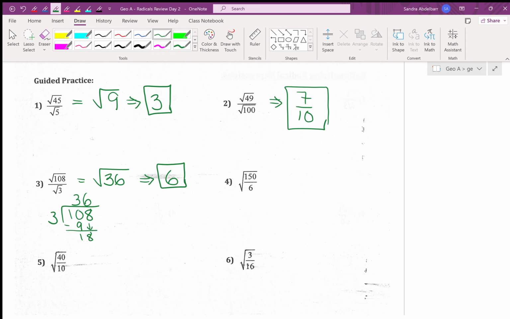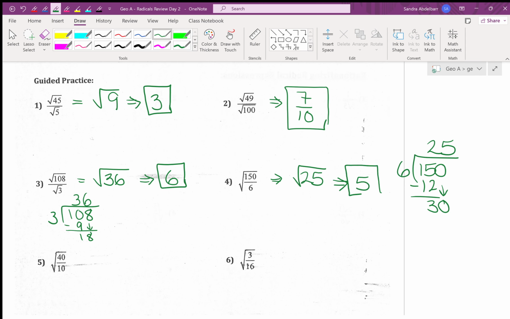All right, what's illegal about number 4? Milo? Good, there's a fraction inside the radical, but the good news is that 6 does go into 150, so we are going to divide. 6 goes into 15 twice. 2 times 6 is 12. Subtract, bring down the 0. 6 goes into 30 5 times. So we're left with the square root of 25, and once again, we have a perfect square. What is the square root of 25? 5.